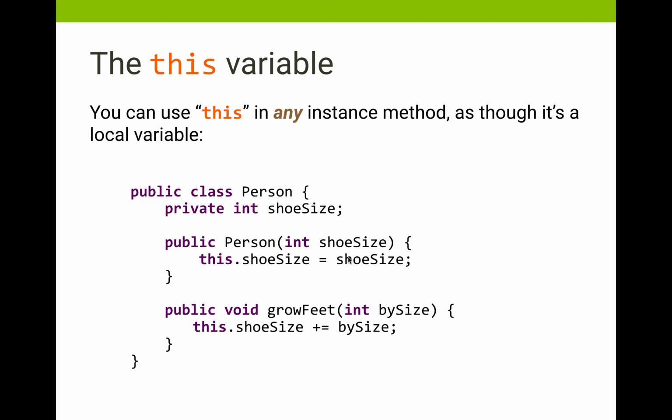So I can use it in any method if I want to. For example here, when I declare my constructor and I use the shoe size, I'm required to use this dot shoe size if I want to refer to the instance field shoe size. However, when I grow my feet by a certain size here, I can still use this if I want to. This shoe size will refer to this shoe size. But if I take this out, it'll still work because within this scope, the only shoe size is the instance field. In the constructor's scope, there are two shoe sizes, this one here and this one here.